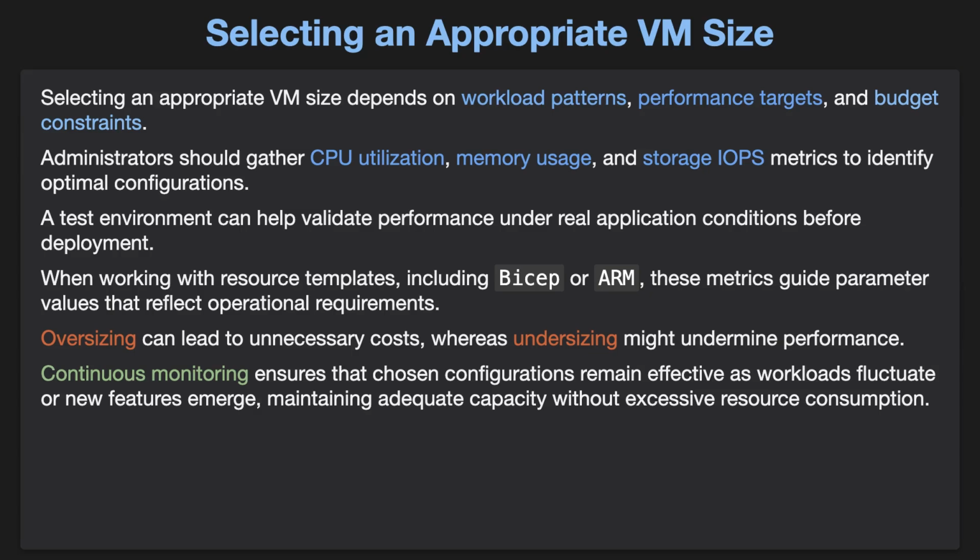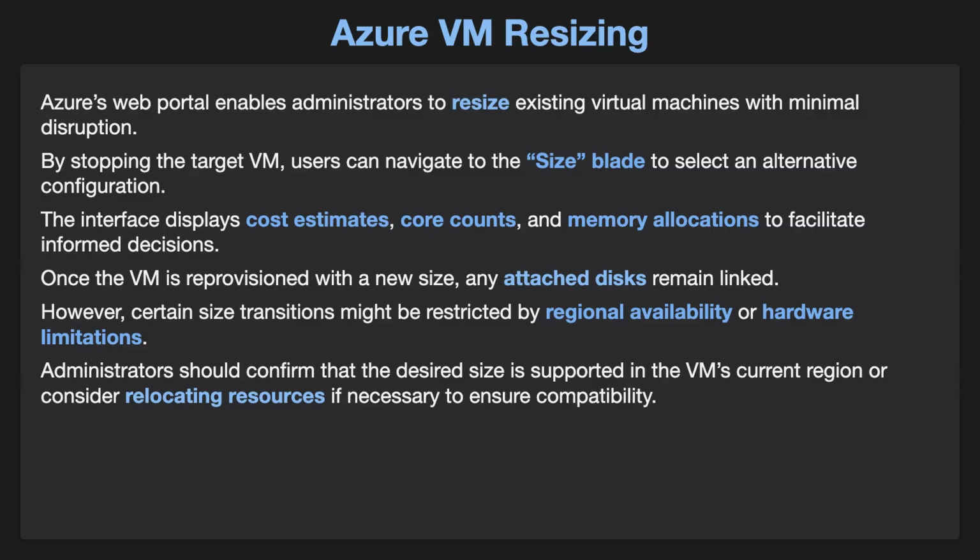When working with resource templates, including Bicep or ARM, these metrics guide parameter values that reflect operational requirements. Oversizing can lead to unnecessary costs, whereas undersizing might undermine performance. Continuous monitoring ensures that chosen configurations remain effective as workloads fluctuate or new features emerge, maintaining adequate capacity without excessive resource consumption.